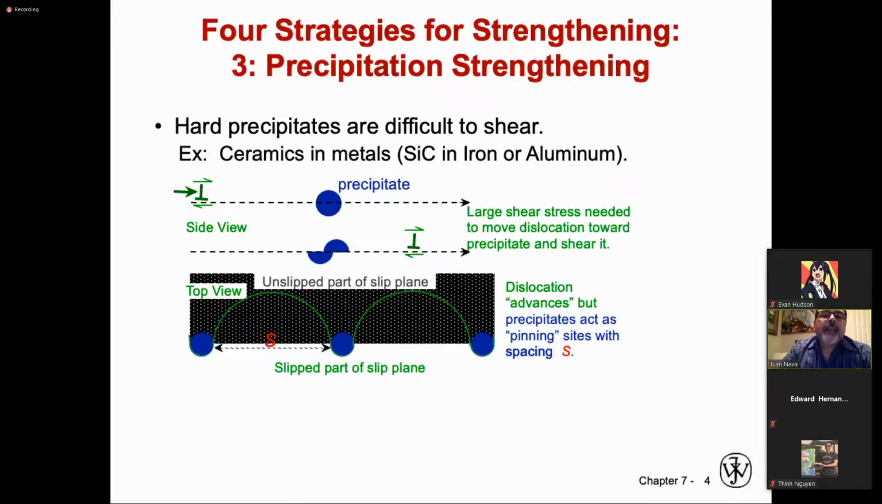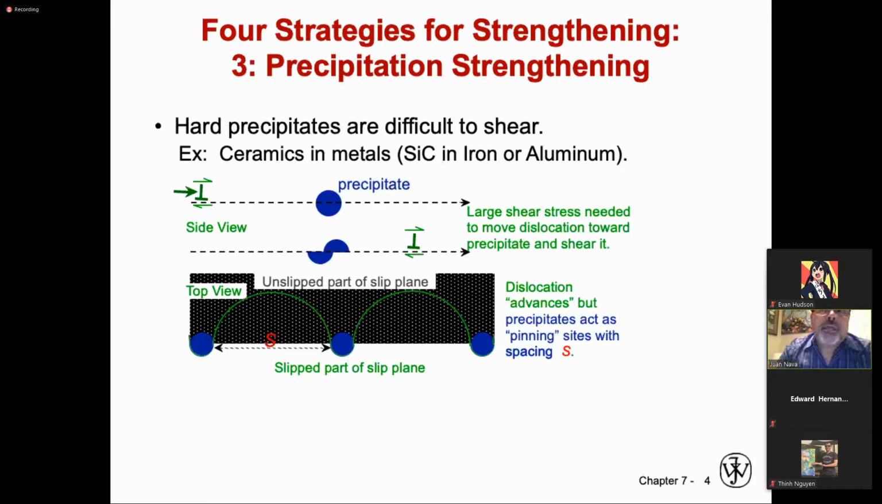How do you achieve this? You need to either introduce a second phase into the structure of your alloy, or you are going to manipulate the phase diagram to create a process that allows you to generate a second phase within the grain of the structure of your material. Remember, these dislocations move through the grain of the material. You want to put any impediment to the movement of the dislocation, and you want that impediment to be right up the grain structure.